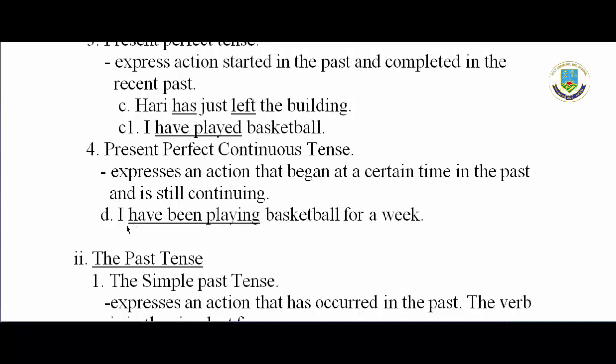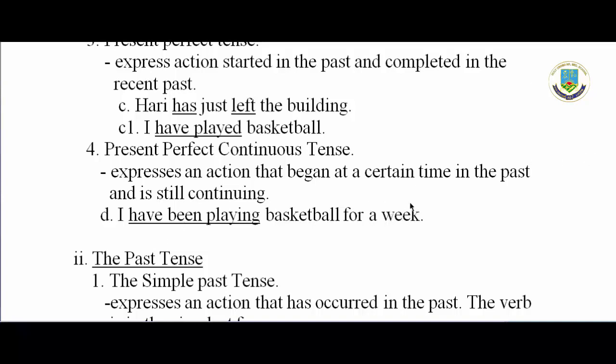Take a look at the example. I have been playing basketball for a week. Have been playing indicates an action that started at a certain time last week, in the past, and is still continuing. I have been playing basketball for a week now. The action of playing basketball is still continuing, which started a week ago. So the auxiliary have and been, along with the base form of the verb play with the suffix ing indicating continuity, expresses present perfect continuous tense, have been playing. So that is the present perfect continuous tense, the fourth form of the present tense.